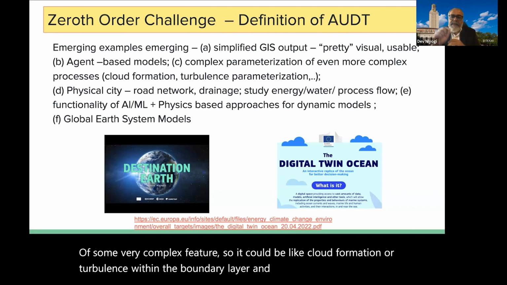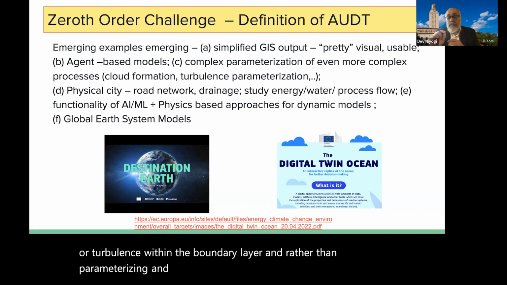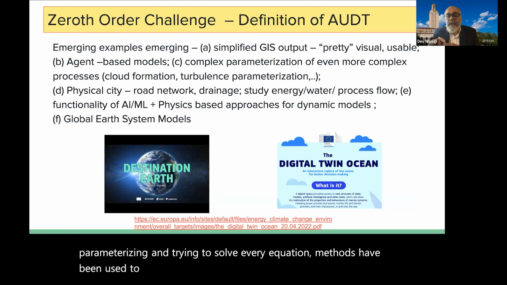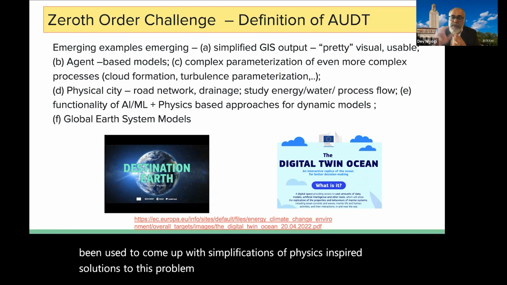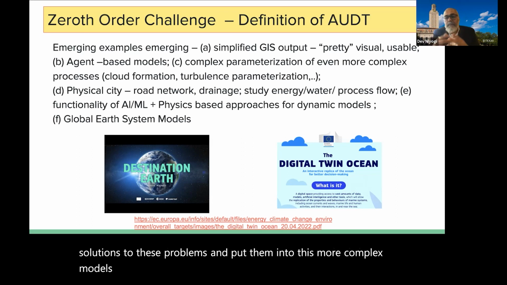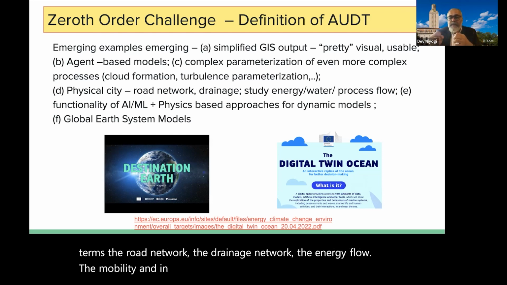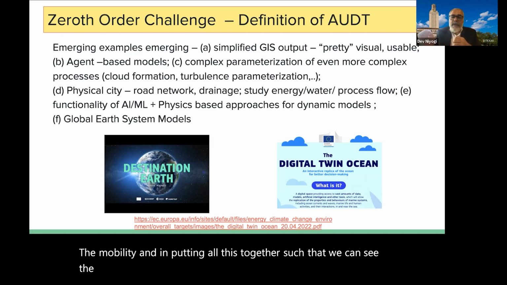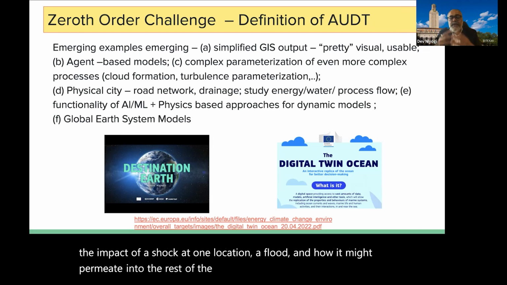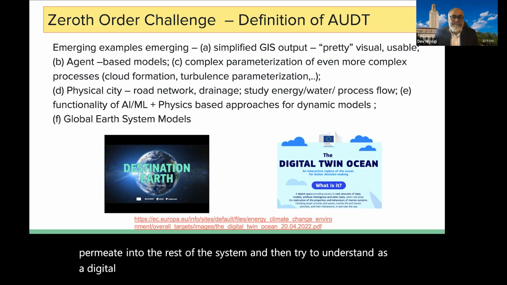And rather than parameterizing and trying to solve every equation, methods have been used to come up with simplifications of physics-inspired solutions to these problems and put them into these more complex models. Then there have been physical representations of cities in terms of the road network, the drainage network, the energy flow, the mobility, and then putting all this together such that we can see the impact of a shock at one location, like a flood, and how it might permeate into the rest of the system, and then try to understand it as a digital twin of the urban system.